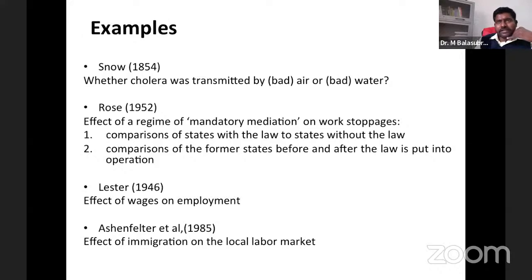And Altonji and colleagues studied the effect of immigration on the local labor market, like Lester, an elaborate study made in the US.